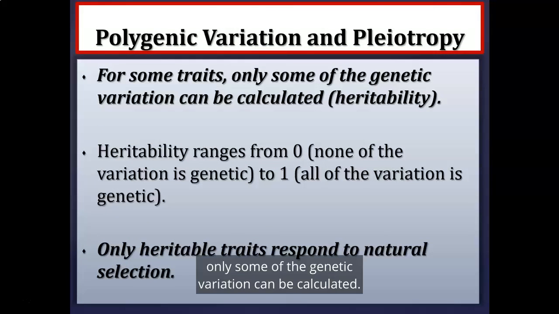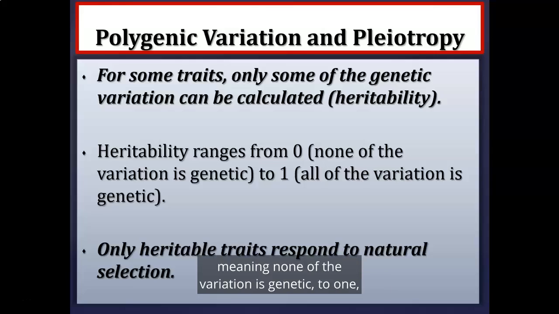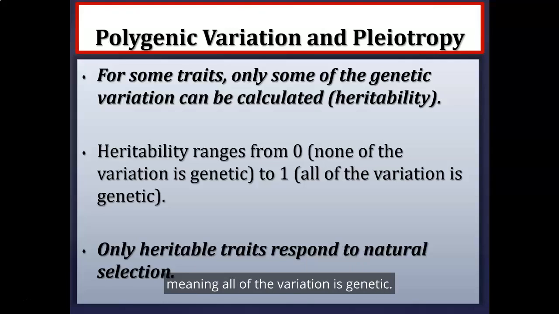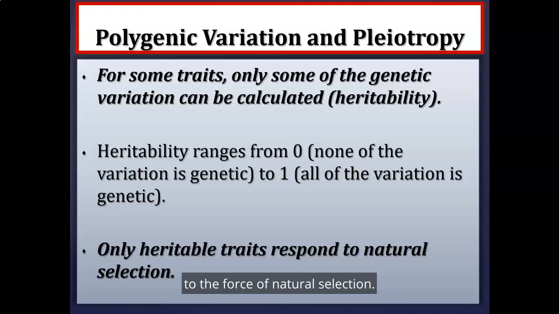For some traits, only some of the genetic variation can be calculated. We call that heritability. The heritability ranges from 0, meaning none of the variation is genetic, to 1, meaning all of the variation is genetic. And only traits that are inheritable will respond to the force of natural selection.